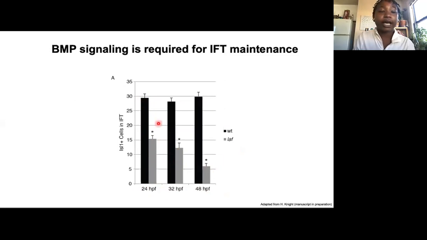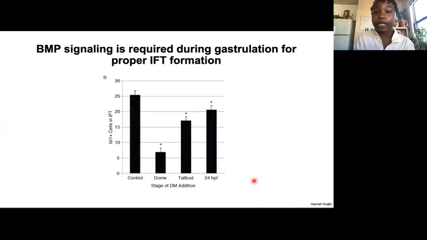BMP signaling also appears to potentially have a role in progenitor specification prior to heart tube development at 24 HPF. When we look at even earlier stages of development, we also see a decrease in the number of Islet 1 cells when BMP signaling is deficient. In this figure, we see stages of DM addition, and DM is a pharmacological inhibitor of BMP signaling. The earlier that BMP signaling is inhibited, the more drastic the decrease in Islet 1 positive cells we see.